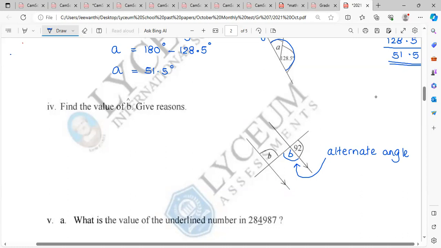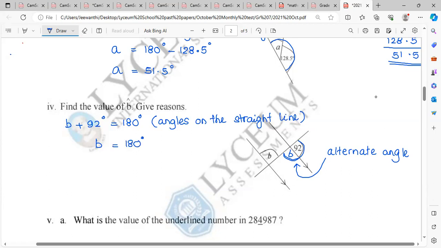So then this angle will be B. After finding that, B and 92 will be equal to 180. Why is that? That B and 92, they are angles on the straight line. Therefore, I write the reason, angles on the straight line. The reason of selecting that as B, it is the alternate angle. Angles on the straight line. So then I can find the B value.